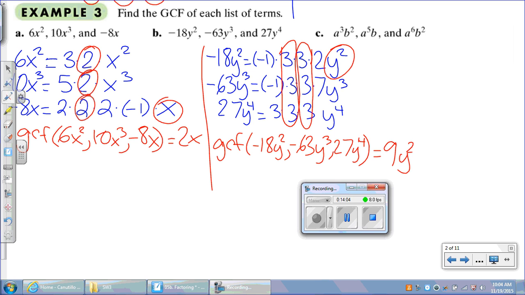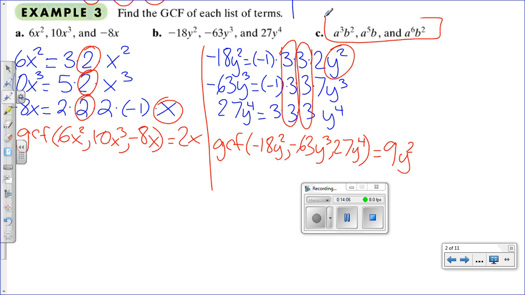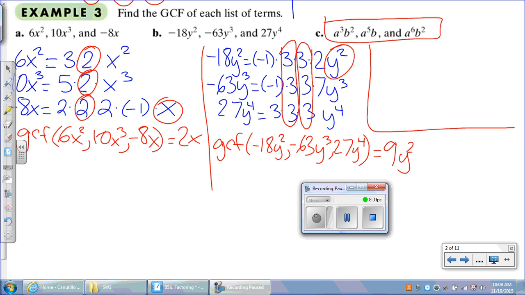Okay, so now I want you guys to work this problem out. So remember, you need to tell me the variable with the lowest exponent for A and with the lowest exponent for B. So let's check our answer for example 3, part C. Angel, what do you get for the GCF of those 3 terms?